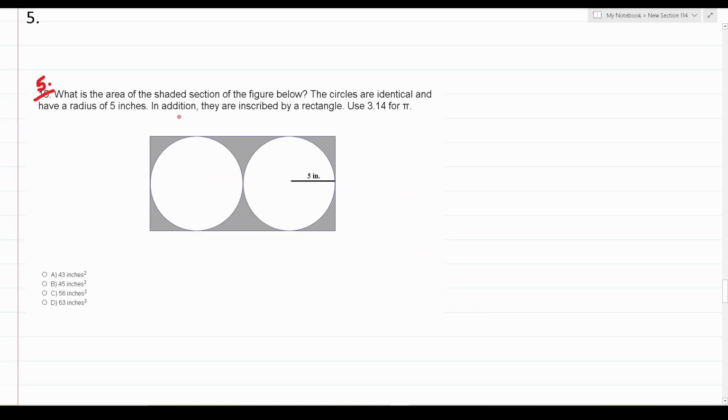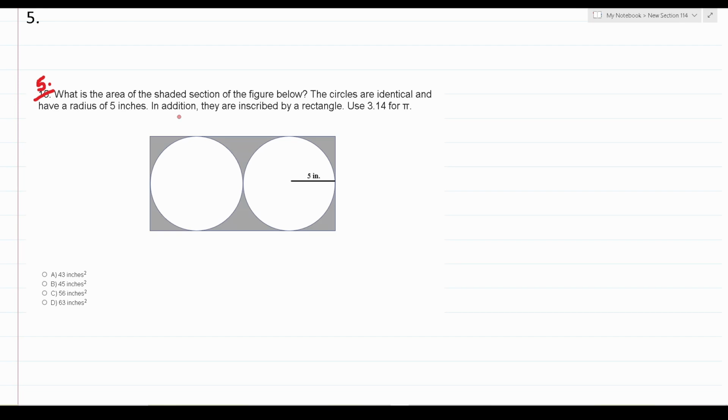All right, so number 5, which is a question I got from one of my free practice tests on my website, says this: what is the area of the shaded section of the figure below? The circles are identical and have a radius of 5 inches. In addition, they're inscribed by a rectangle. Use 3.14 for pi.